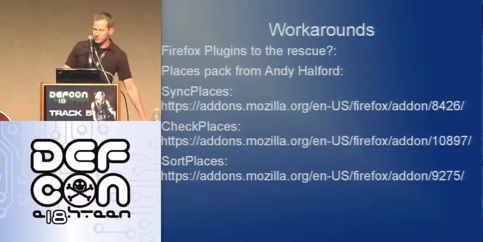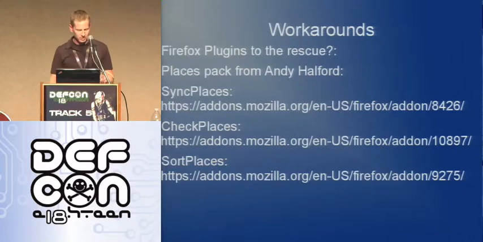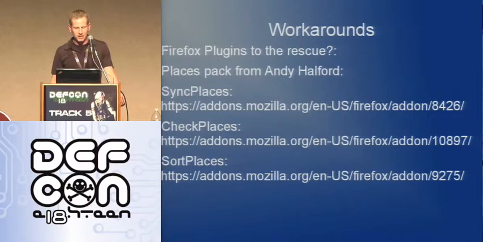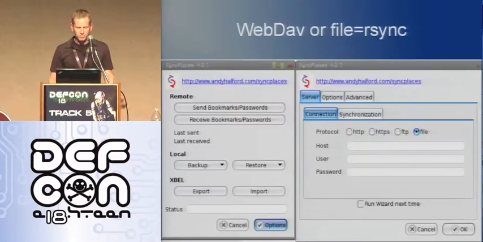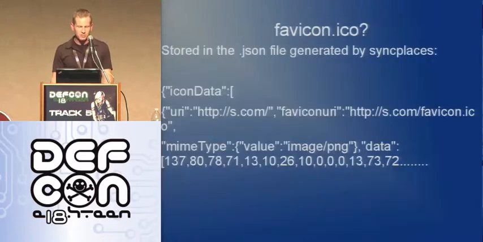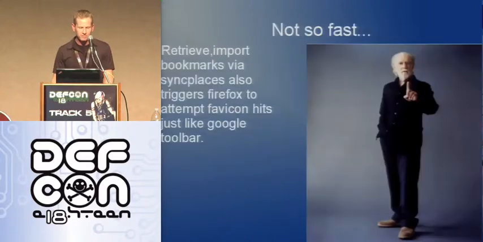So are there workarounds for this situation? Well, there are some Firefox plugins that seem like they'd be helpful. There's a Places pack from Andy Halford, to sync places, check places, sort places. They allow you to send bookmarks to different places, package them up, and ship them out over HTTP, HTTPS, all that in a variety of formats. They look like they'd be useful because they seem to solve this favorite icon issue and store it in binary as part of the JSON file.